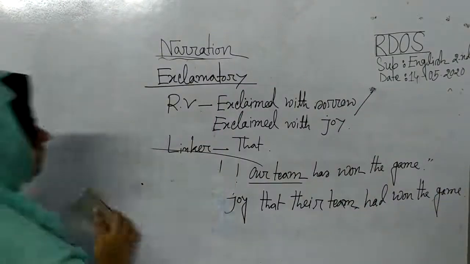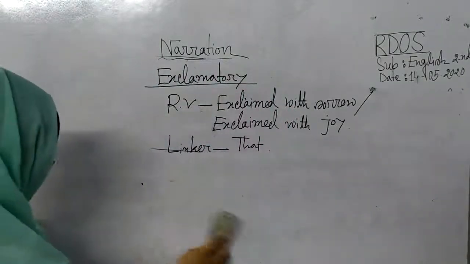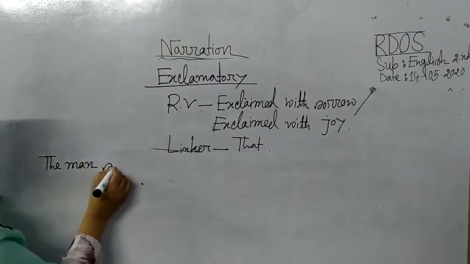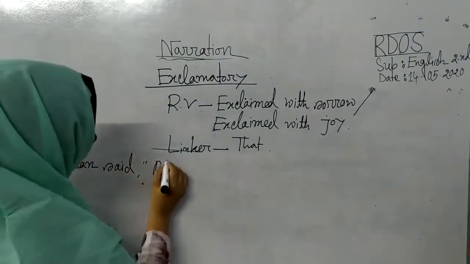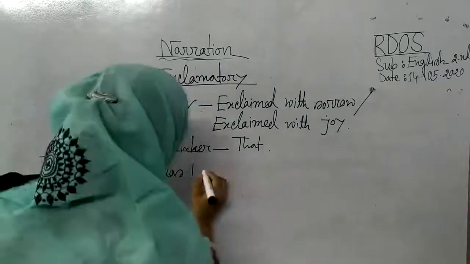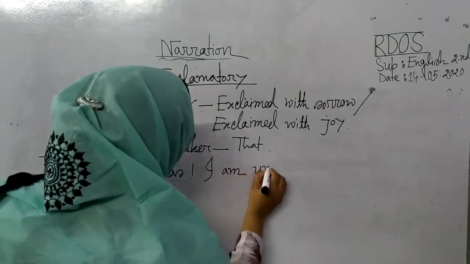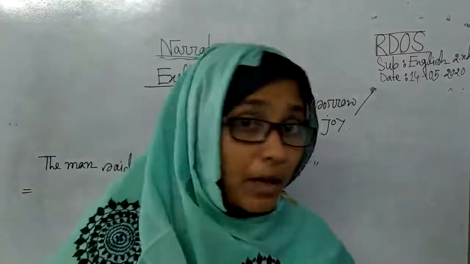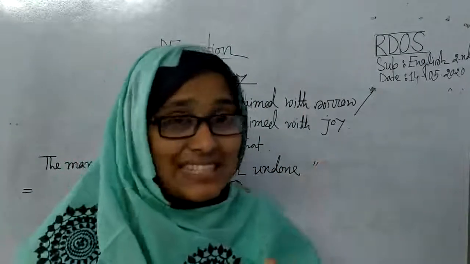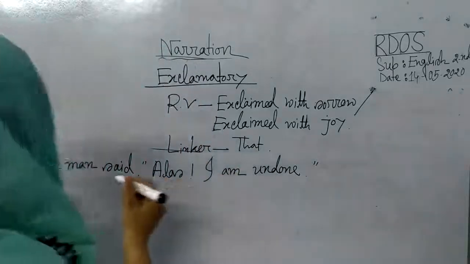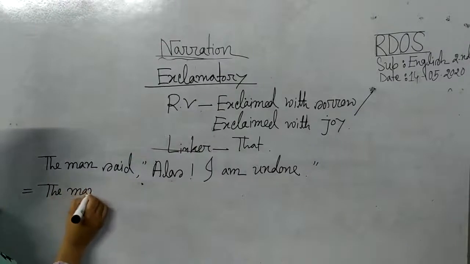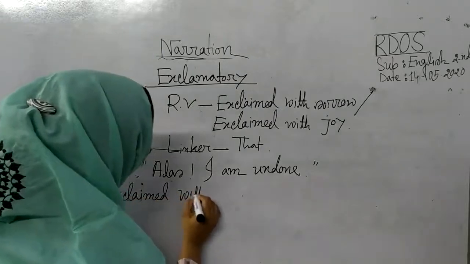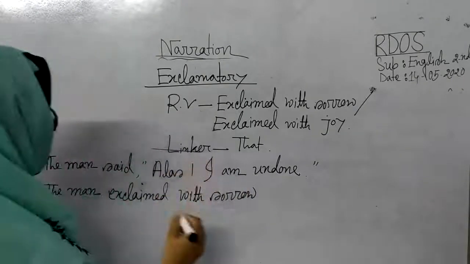Let's see the next one. The man said, "Alas, I am undone." Okay, alas. Hi, hi, amar pora kopal. So, this sentence expresses the feeling of sadness, isn't it? So, you must write the man exclaimed with sorrow that.